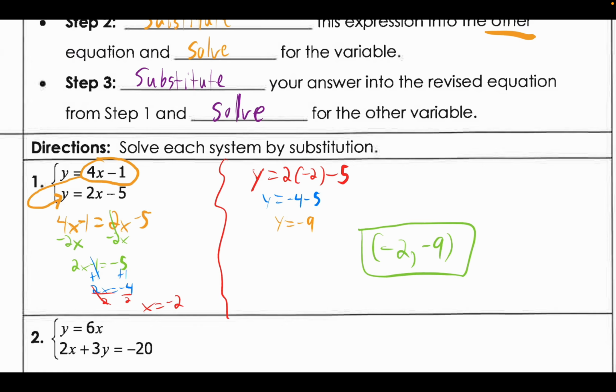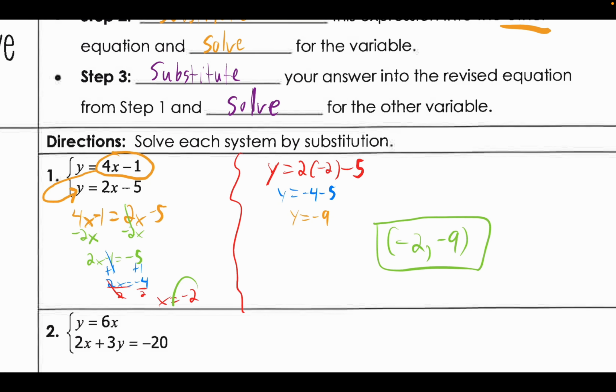And just like we did when we graphed, I showed that we can verify our answers by plugging into both equations and showing that it is true for both equations. And so we can do that here, and it would in fact work. And if we had plugged negative 2 back into the top equation, you would get the same exact answer for y to equal negative 9.